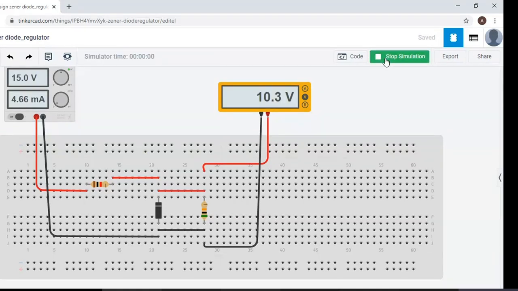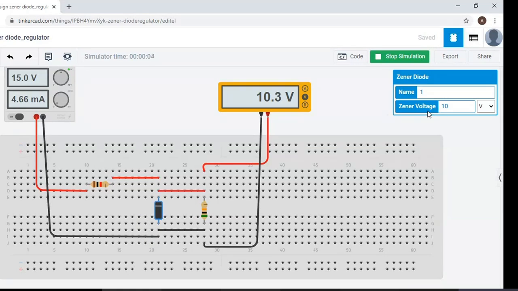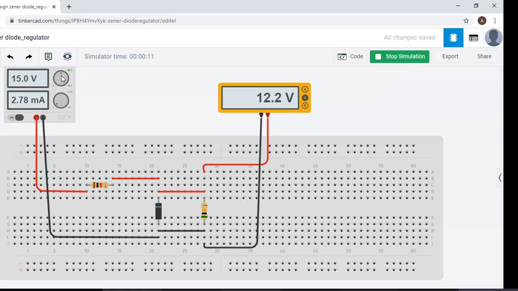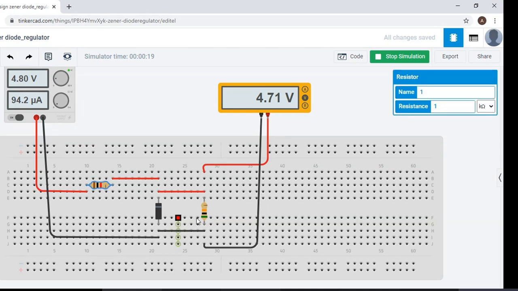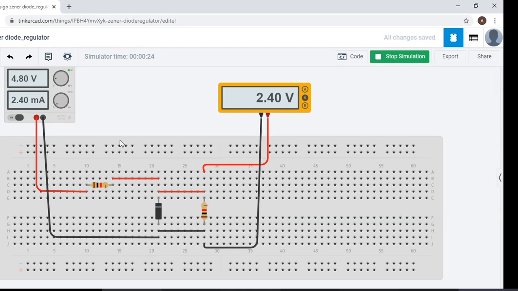Now when I am starting the simulation, you can see the Zener voltage is set to 10 volts. So you can also decrease or increase this. Suppose I am setting it to 12. When I am having a lesser voltage value, that is 4.80 volts, the resistance is 1 kilo ohm, it is 50 kilo ohm. Suppose I am setting it to 1 kilo ohm also for simplicity.